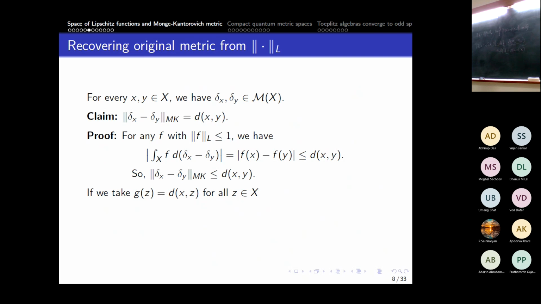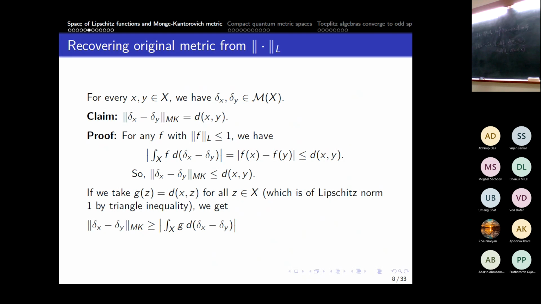Let us consider this function on X. This is a Lipschitz function because it's just the triangle inequality. So using this, let's calculate: the Monge-Kantorovich norm should be greater than or equal to the integral of g d(δx minus δy), which by definition is g(x) minus g(y). What is g(x)? It's the distance of x from x, which should be 0. What is g(y)? It's the distance of x from y, so it's equal to d(x,y). So it proved the other side inequality also, and we got that the Monge-Kantorovich norm is just d(x,y).